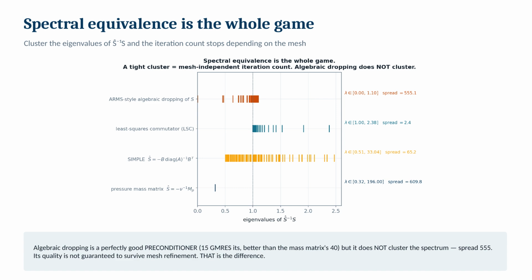Look at that last line carefully, because it's the answer to the question. Algebraic dropping produces a perfectly serviceable preconditioner, 15 GMRES iterations, better than the mass matrix's 40. But it does not cluster the spectrum, which means its quality is not guaranteed to survive mesh refinement. That's the difference. CFD replaces S with a spectrally equivalent physical operator. ARMS keeps the entries of S that happen to be large. Same identity, entirely different notion of approximation.